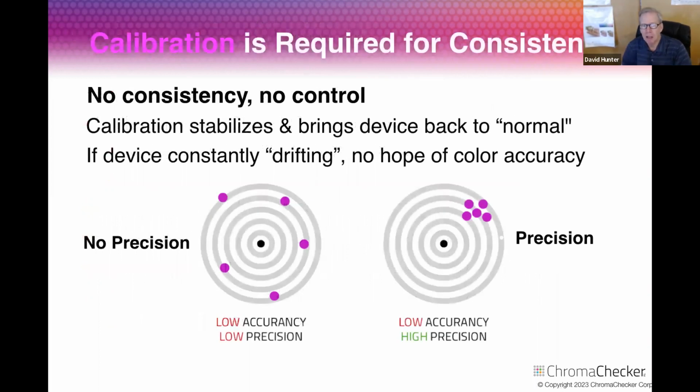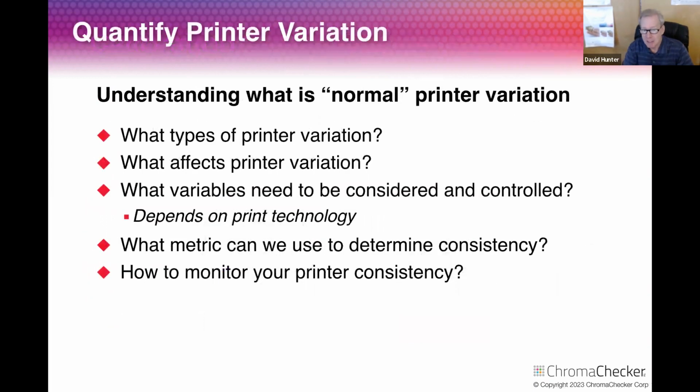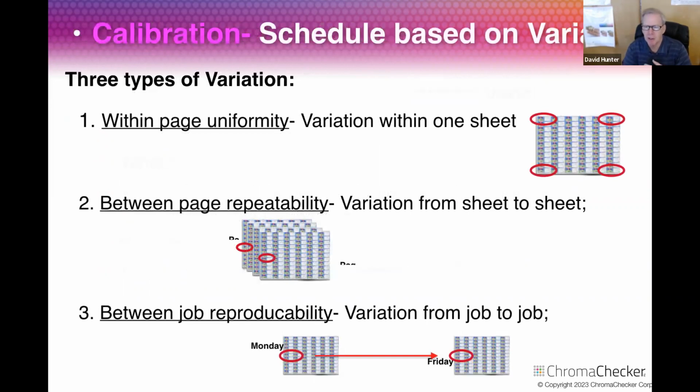So when we're talking about calibration, it is all required for consistency. The better the calibration is, the more precise the printer is. And this gets down to understanding what normal printer variation is, because different printers vary in color for different reasons. We'll talk about some of these reasons here, and some of the variation that we've seen out there. There are three main types of variation.